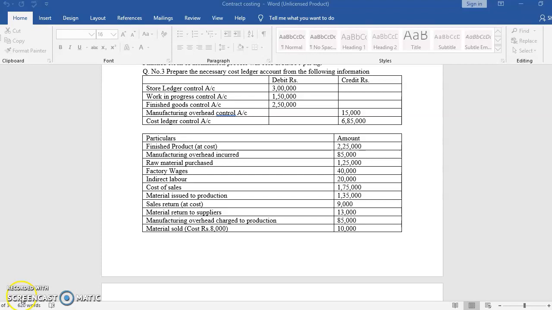Then close the remaining ledgers, that is the finished goods control account, then the cost of sales account. The whole balance of cost of sales account will again come to the cost ledger control account, because we are not going to prepare the costing profit and loss account here. So whatever balance we get on the cost of sales account, you have to transfer it to the cost ledger control account, and finally you close the cost ledger control account. Whatever balance you get in the cost ledger control account, just ensure that the total of the same will be equal to store ledger, work in progress, finished goods and manufacturing overhead.